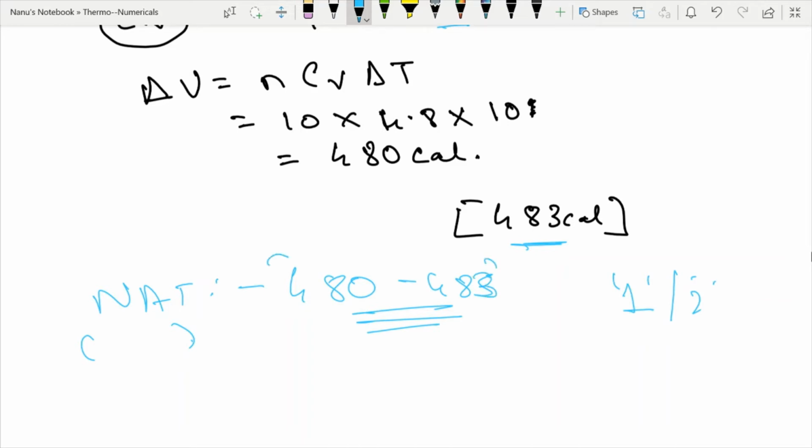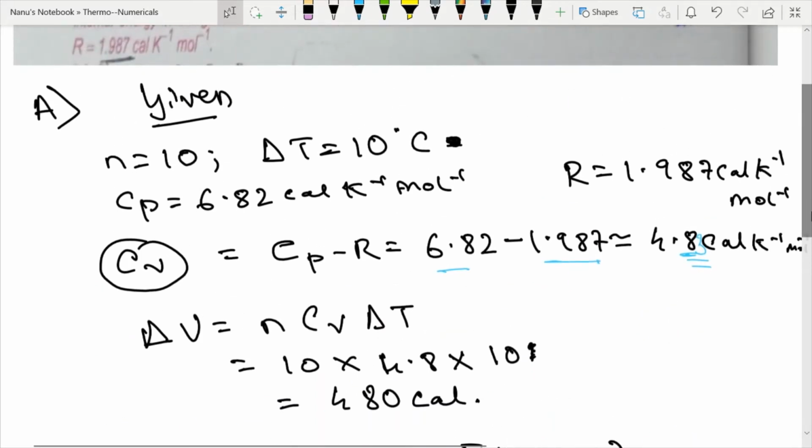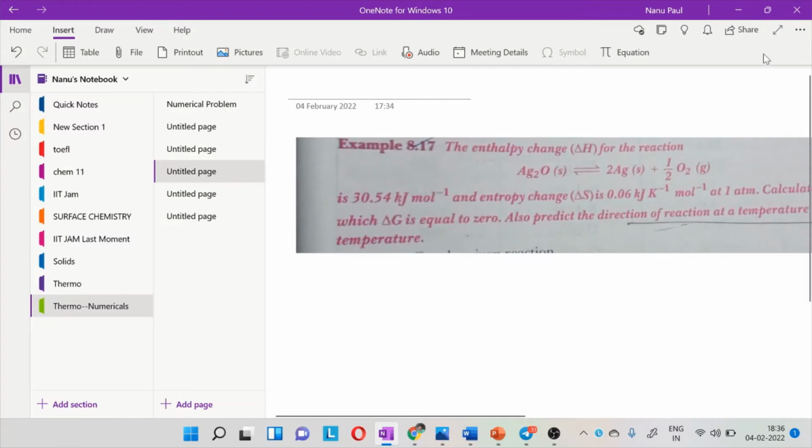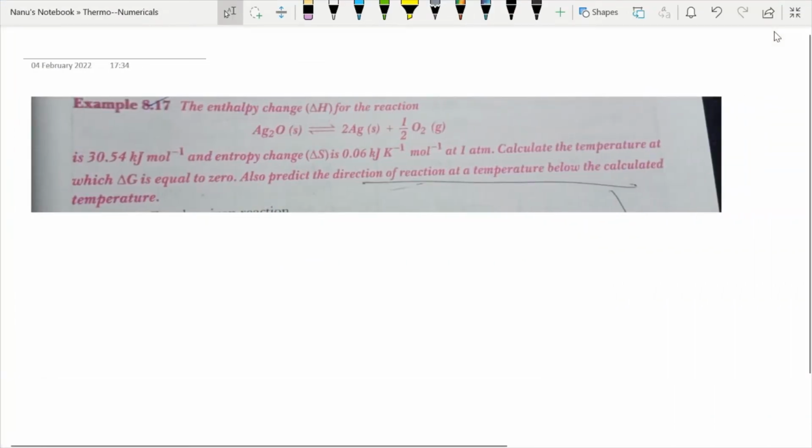So guys, this was a very big point that came out from this example, that you always write at least 2 figures after the decimal point in your calculations. So I hope you guys understood it. This was quite an easy CP/CV, and from that we got the answer. So that was one type. Let us go to this next type of problem that is coming up.